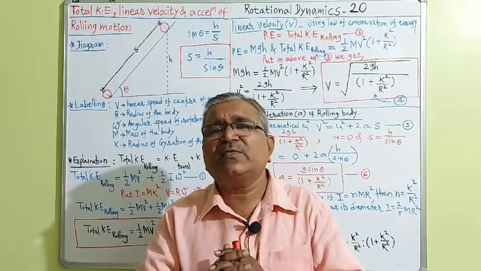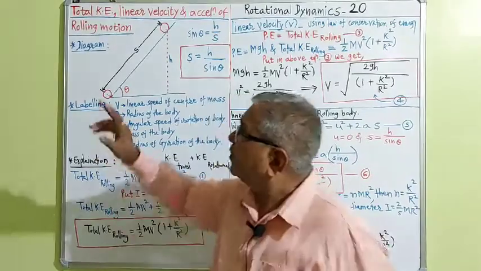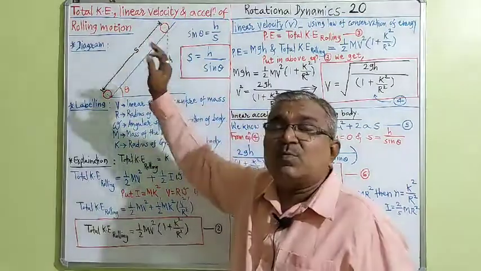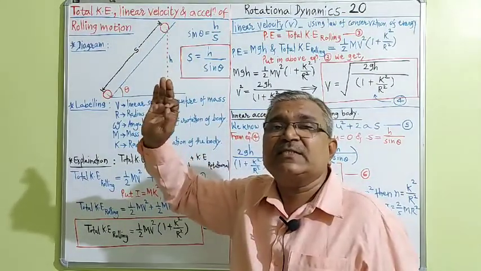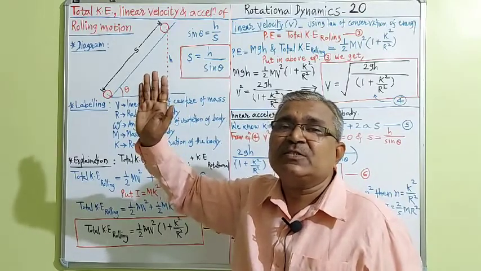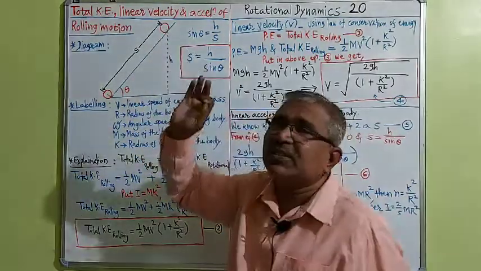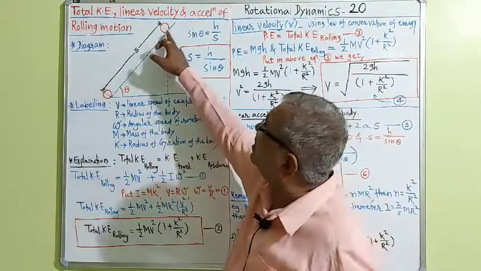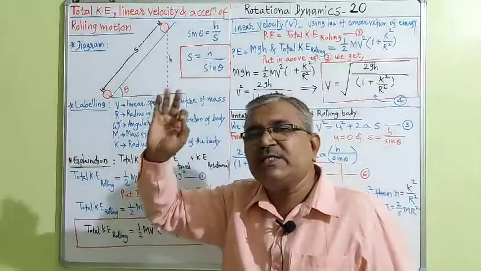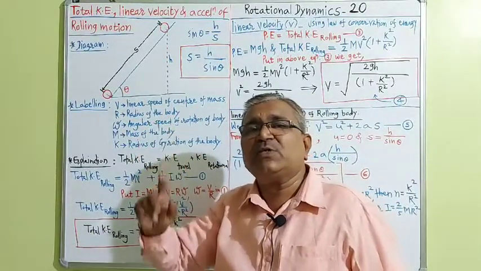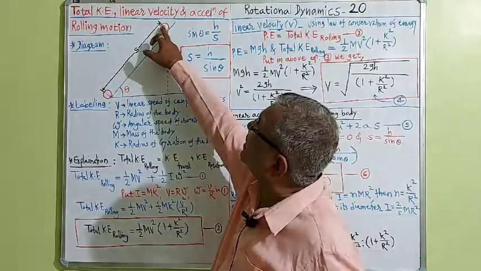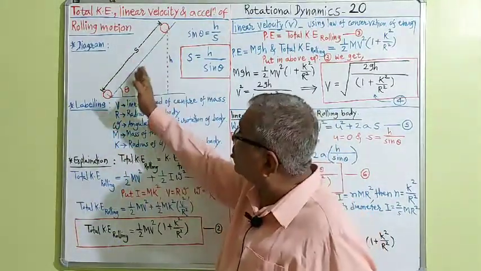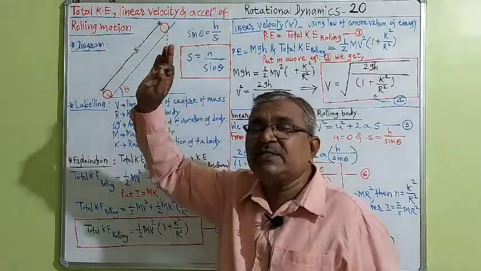To calculate linear velocity, we have to make use of law of conservation of energy. What is law of conservation of energy here? When the body is at rest at top, body has its potential energy. Full of potential energy is present in the body because body is at rest. So what is the potential energy when the body is at rest? Initial velocity u is equal to 0. Body is not rolling. Initially the body is at rest.